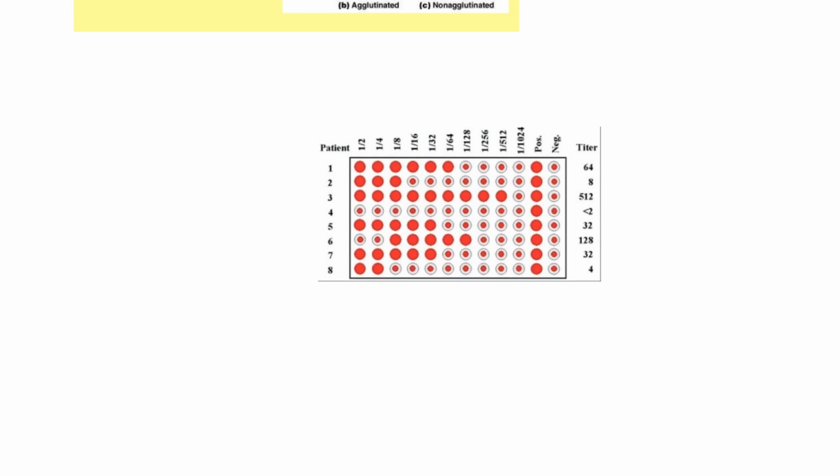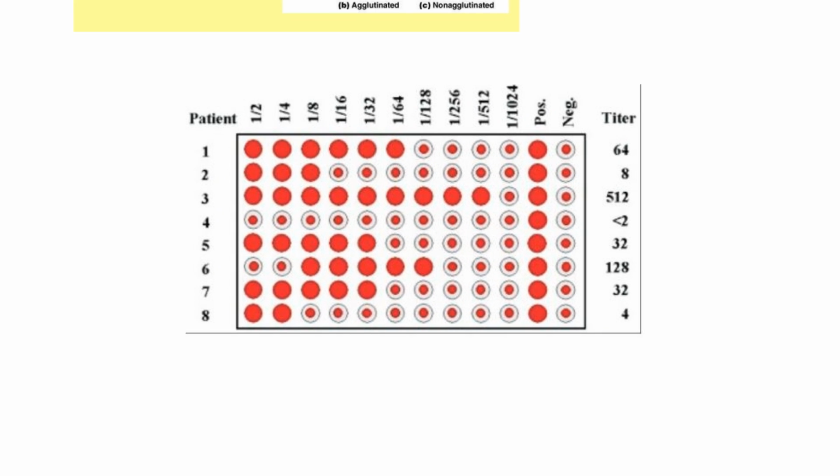I'm moving it out of the way. This one shows another titer determination. It has different patients listed here, and then the serial dilutions going this way. The dilutions don't always have to be perfectly double, like 1 to 2, 1 to 4. This one happens to be halving all the way. So for patient 1, the agglutination went to 1 over 64, but then it didn't go any further, so their titer must be 64. And look, they've listed it over here.